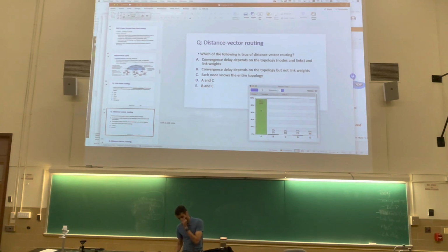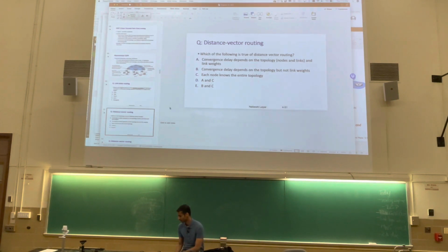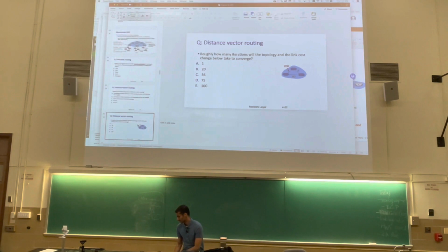It depends in many ways. Each node does not know the entire topology. Why does it depend? That's the essence of the count-to-infinity problem. The dependence on link weights is why convergence can be really hairy, understanding operationally how it's behaving. Okay. Distance vector: roughly how many iterations will it take, given the topology and link cost change, to converge?